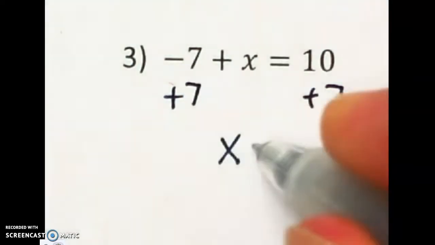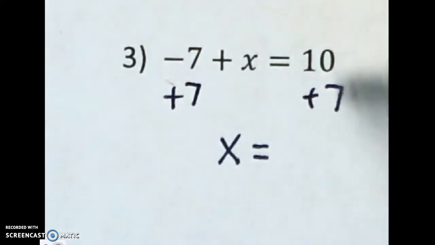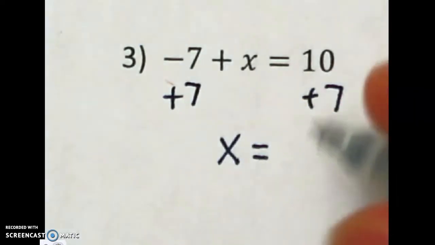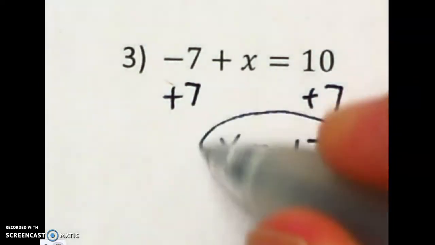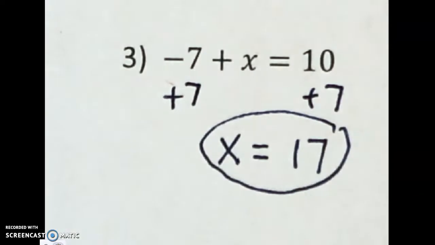We just have x on the left. Now to figure out the right, we just do 10 plus 7. And we used opposite operations to do that. So if it was adding, we used subtraction. If it was subtraction, we used addition.